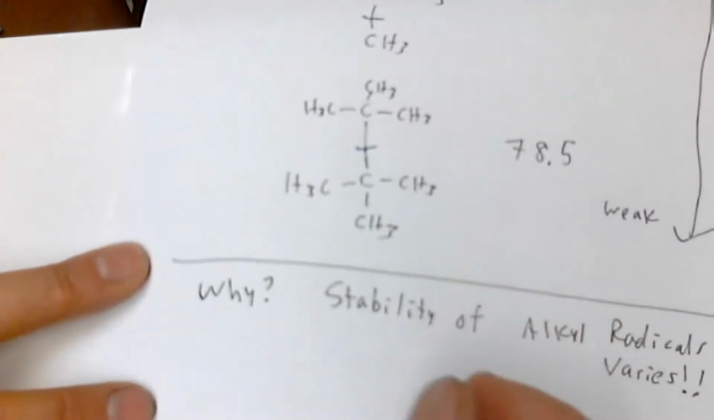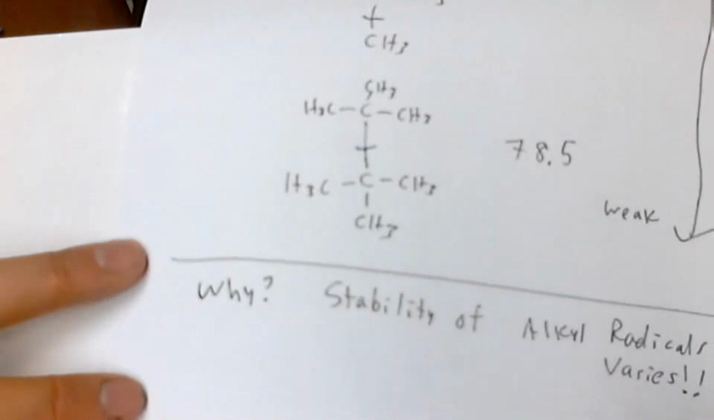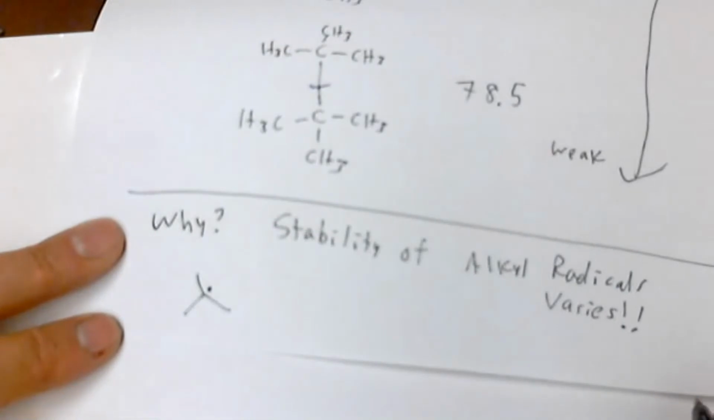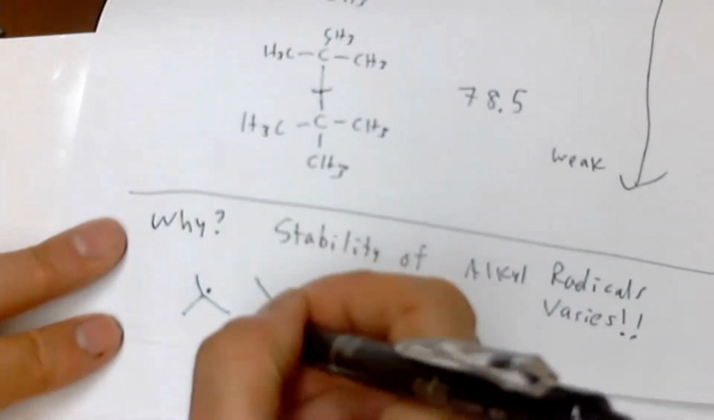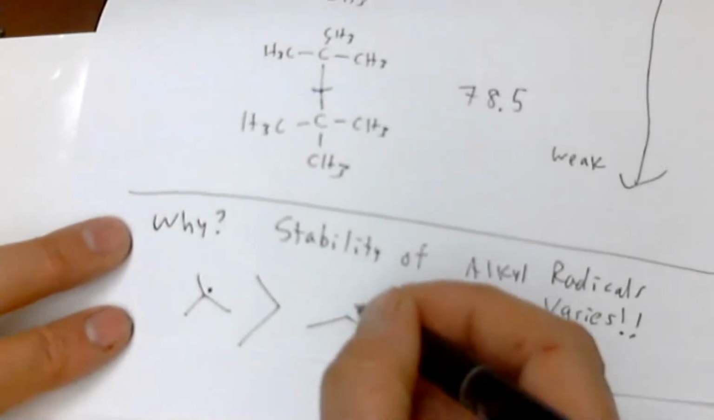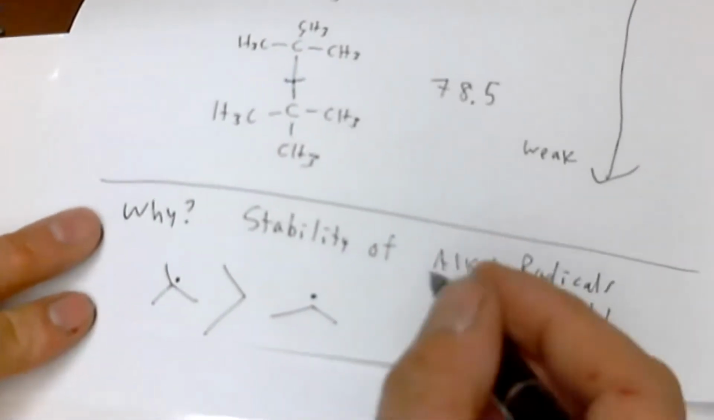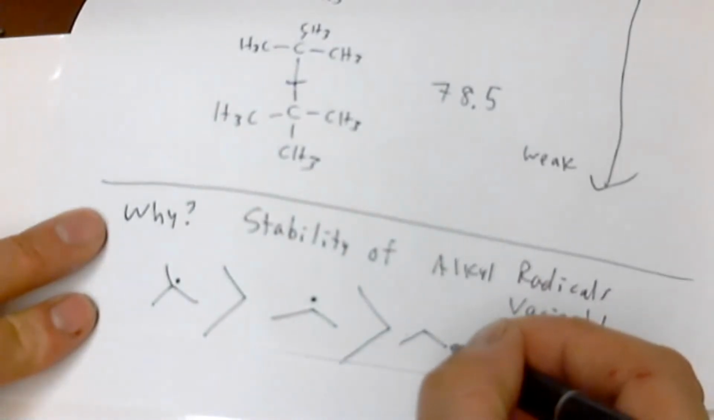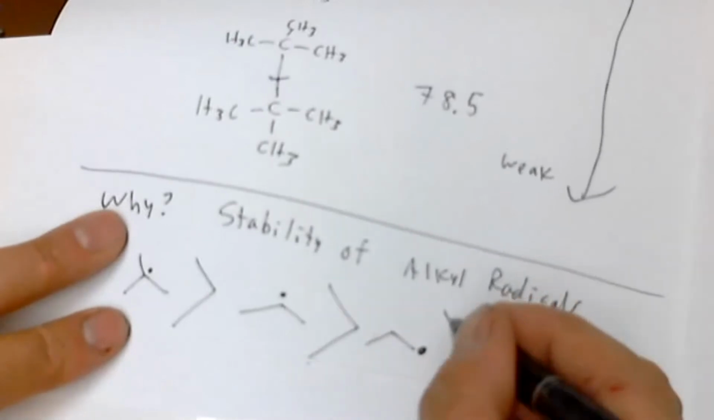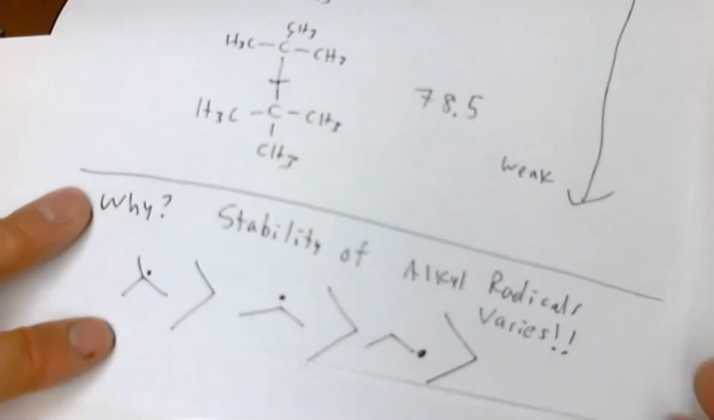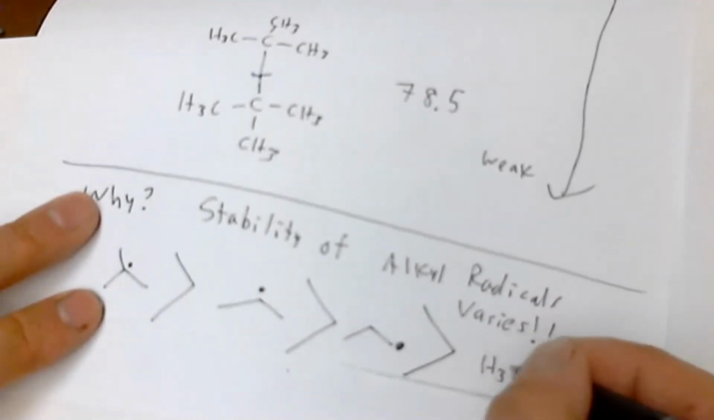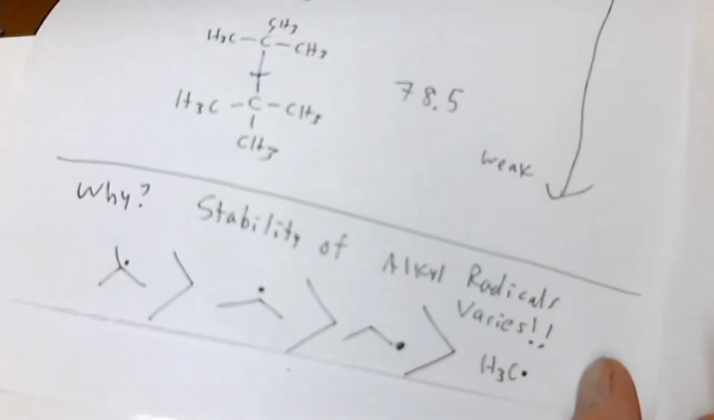And we can just say it this way. In terms of the stability, the tertiary radical, which is like that, is more stable than a secondary radical, which is more stable than a primary radical, which is more stable than what kind of radical? Begins with M. A methyl radical? Methyl radical.